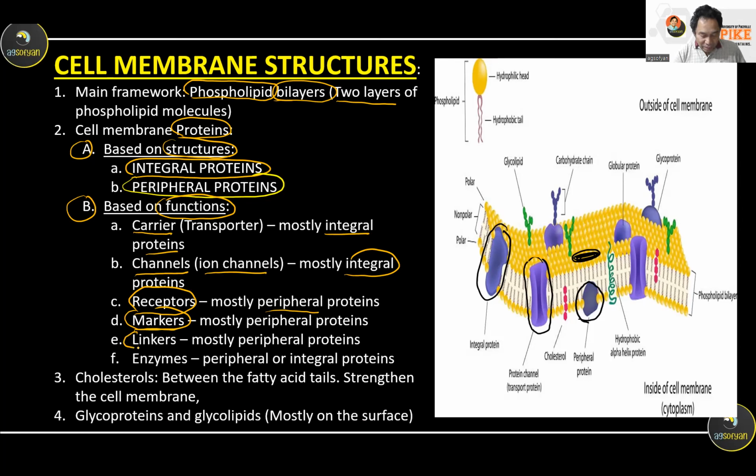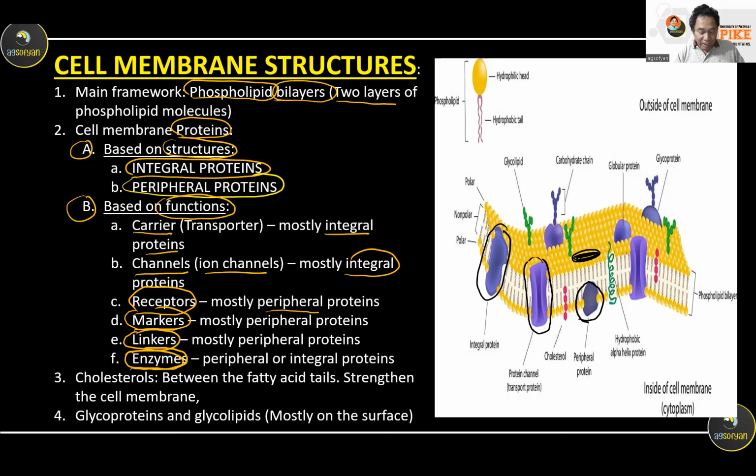The next one is a function as a linker, which is the one that links one molecule to another molecule. And the last function of protein on the cell membrane is to speed the reaction as a catalyst for the reaction. It is known as the enzyme function. So these are the proteins.